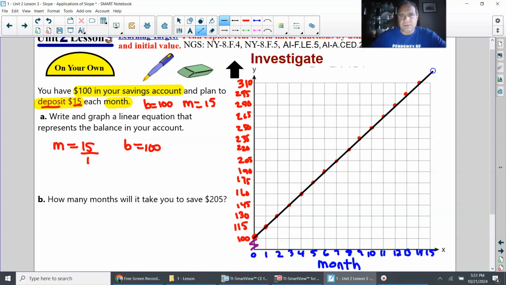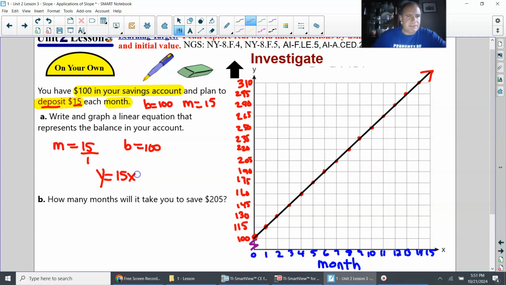Connect those points, go extend all the way across and off the graph. Make an arrow, and we could see that the equation is going to be y equals 15x plus 100. Y equals 15x plus 100. And that is it.